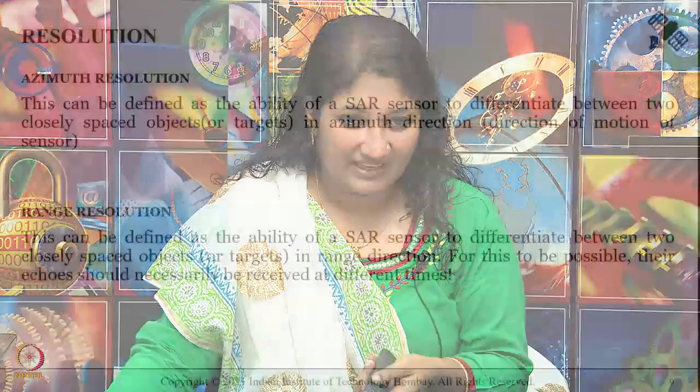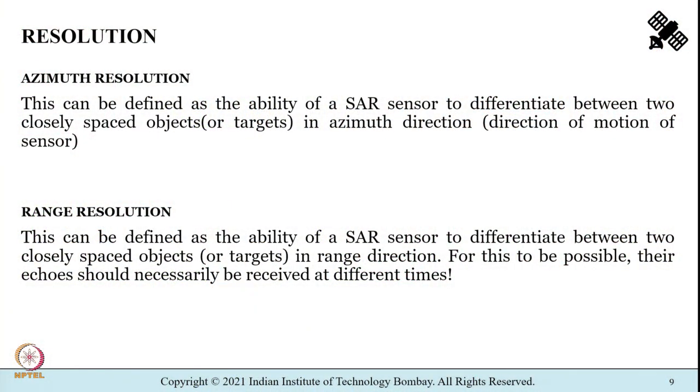And the direction in which a SAR sensor travels or moves forward is known as azimuth direction or flight direction. And as I mentioned earlier, because of the two directions, that is range and azimuth, there shall be two resolutions, azimuth resolution and range resolution.